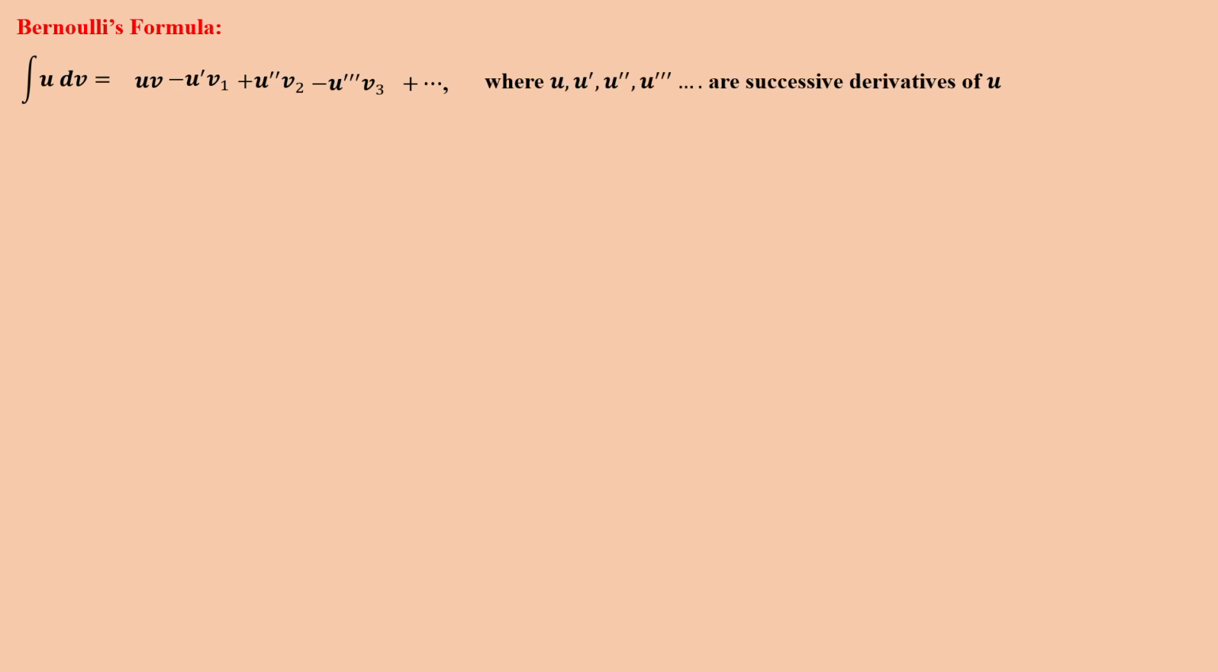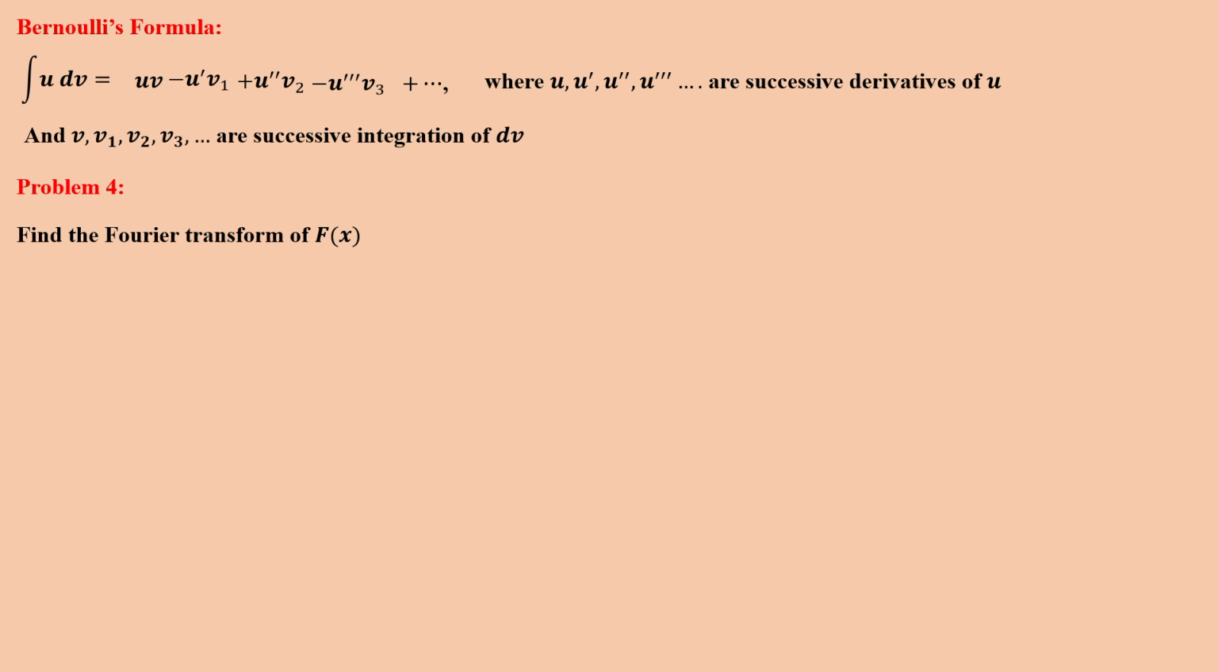So Bernoulli's formula: the integral of u dv is equal to uv minus u' v1 plus u'' v2 minus u''' v3 plus and so on, where u', u'', u''' are the successive derivatives of u, and v1, v2, v3 are the successive integrals of dv, right? So we'll see the problem.